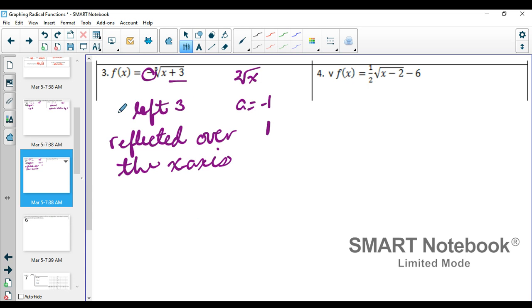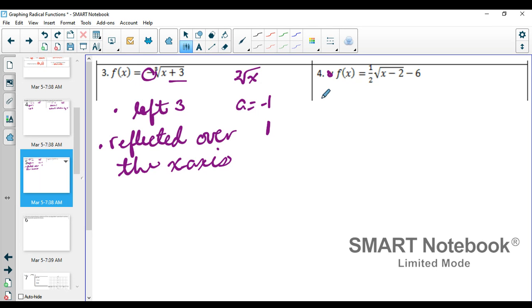And then those are the only two transformations for number 3. Now number 4, we have f of x. This v is a typo, you can ignore it. So f of x equals 1/2 times the square root of x minus 2 minus 6.